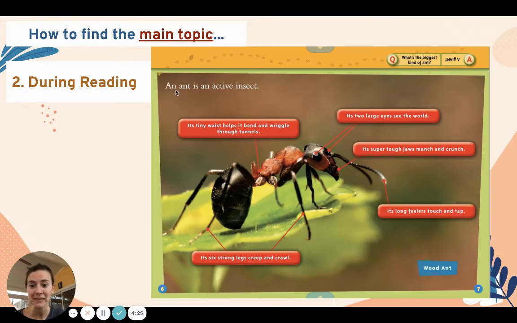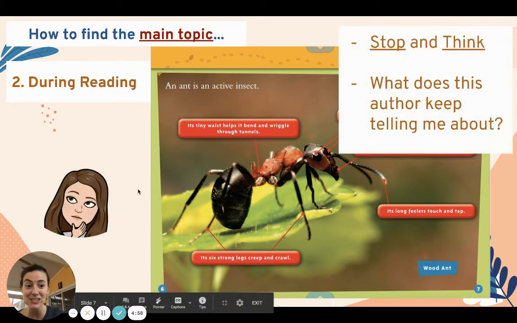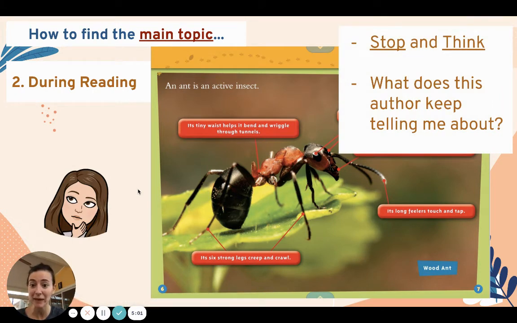Let's keep reading. An ant is an active insect. Look, we have a diagram with labels. Its tiny waist helps it bend and wriggle through tunnels. Look, there's the waist. Its 2 large eyes see the world. There's the eyes. Its super tough jaw munch and crunch. There it is. Its long feelers touch and tap. Its 6 strong legs creep and crawl, and this is a wood ant. Okay, friends, don't forget, stop and think. What does this author keep telling me about? Well, now we're learning about the parts of an ant. More facts and information about ants.